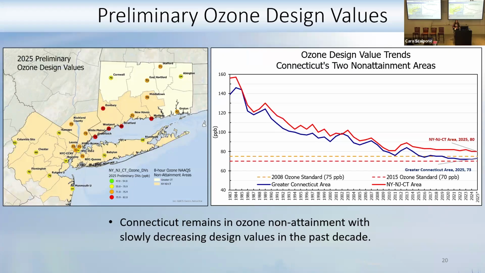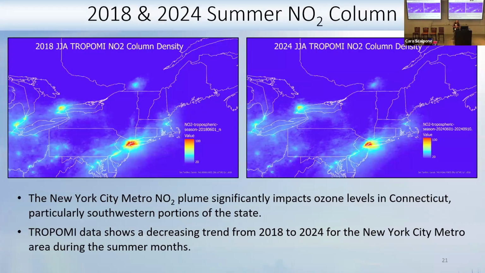One main contributing factor to Connecticut's ozone problem is the impact from the NO2 plume over the New York City metro area. Because of this, we like to keep an eye on trends, and we use satellite data for that. Here I have the June, July, and August TROPOMI data, with 2018 on the left and 2024 on the right, and we can see a little bit of a decrease from 2018 to 2024.